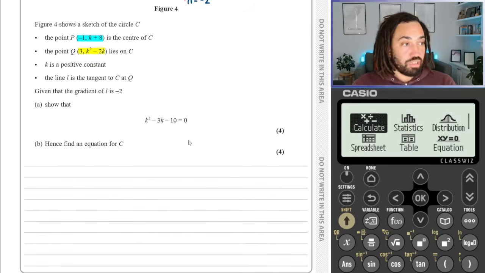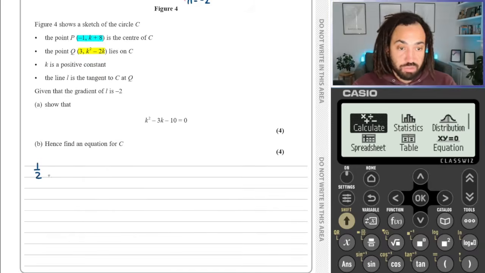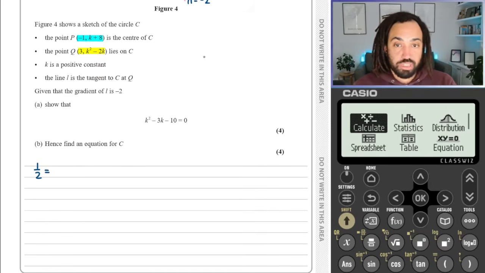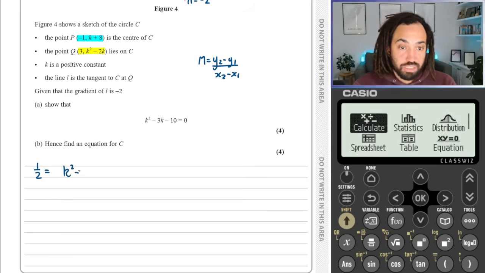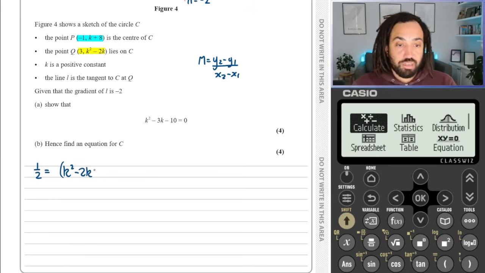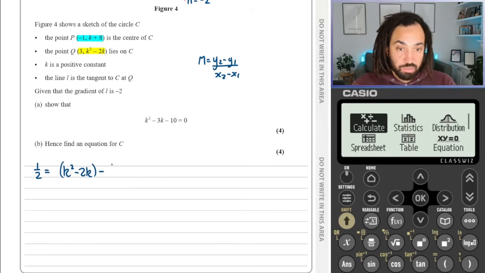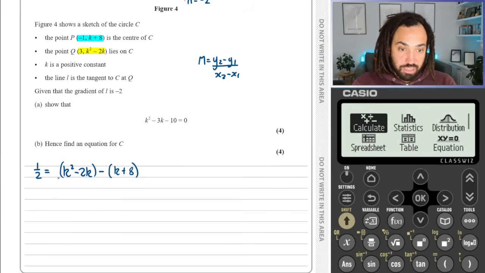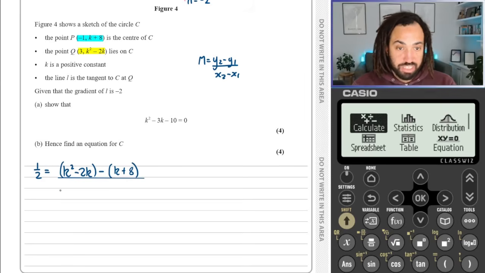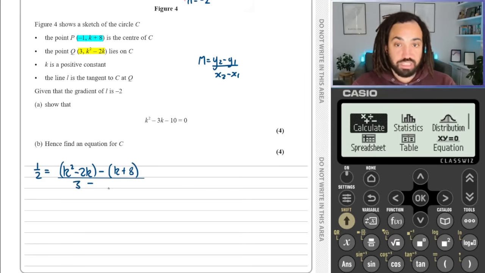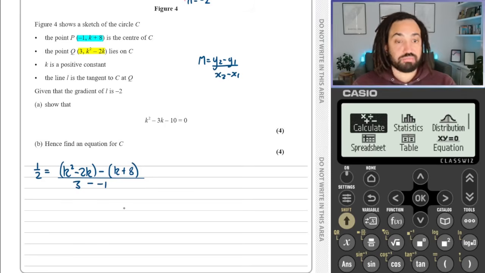Okay, so let's use that then, because we have got the coordinates of P and Q and we know what the gradient is. So how do we work out the gradient? Well, first off, we know it is equal to a half, but the gradient formula is m is equal to y2 minus y1 over x2 minus x1. So let's call q the second coordinate. So y2 will be k squared minus 2k. And then we are subtracting y1, which is the y coordinate of p. And then we're going all over the difference in x, so the x coordinate of q minus the x coordinate of p, which is -1.